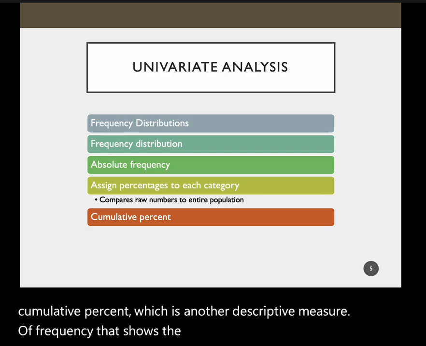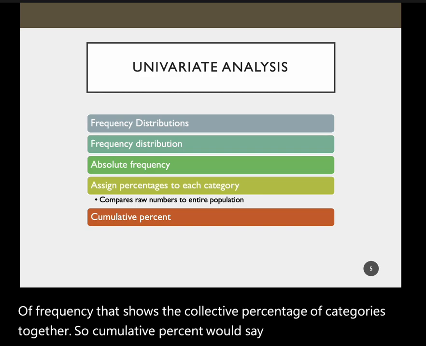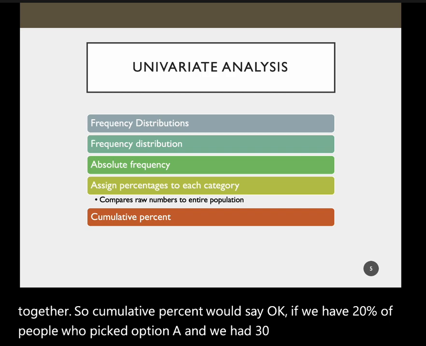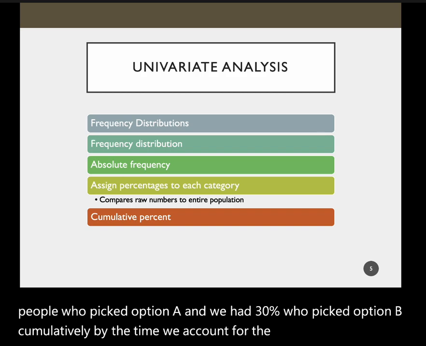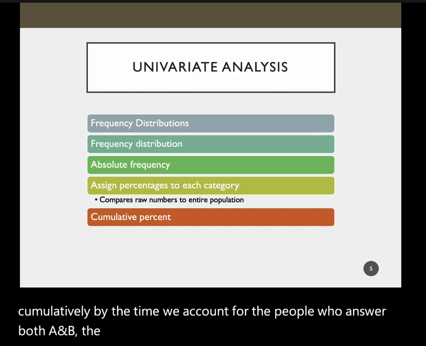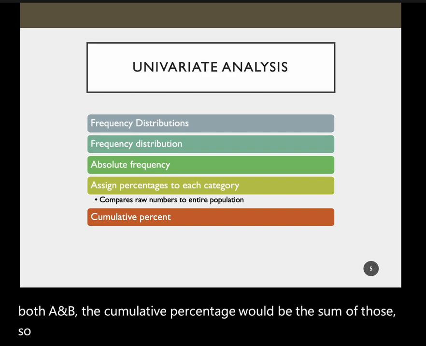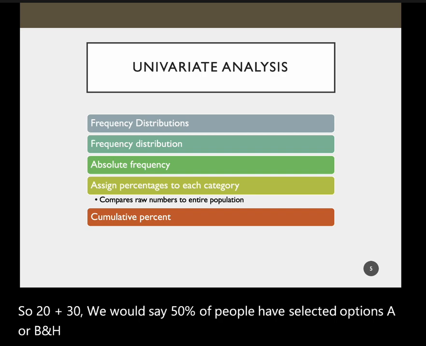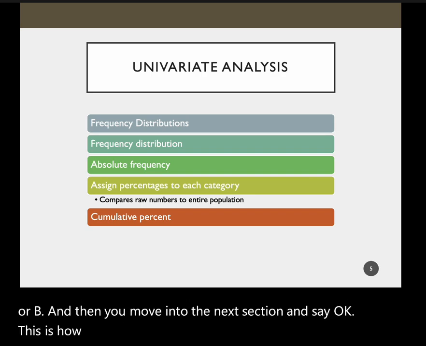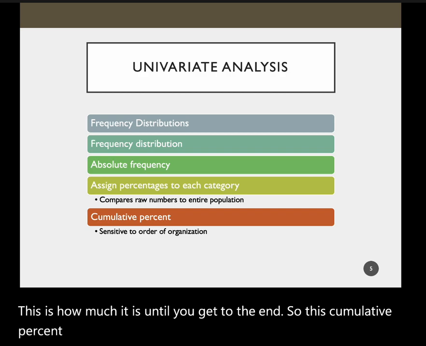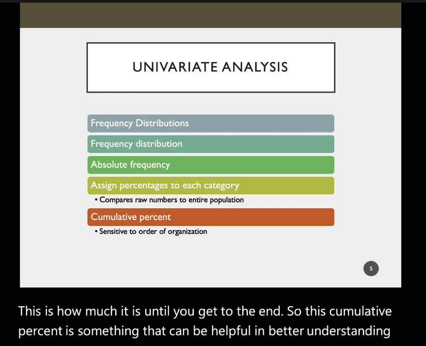We can also use this feature called cumulative percent, which is another descriptive measure of frequency that shows the collective percentage of categories together. So cumulative percent would say, okay, if we have 20% people who picked option A and we had 30% who picked option B, cumulatively, by the time we account for the people who answered both A and B, the cumulative percentage would be the sum of those. So 20 plus 30, we would say 50% of people have selected options A or B. And then you move into the next section and say, okay, this is how much it is until you get to the end.